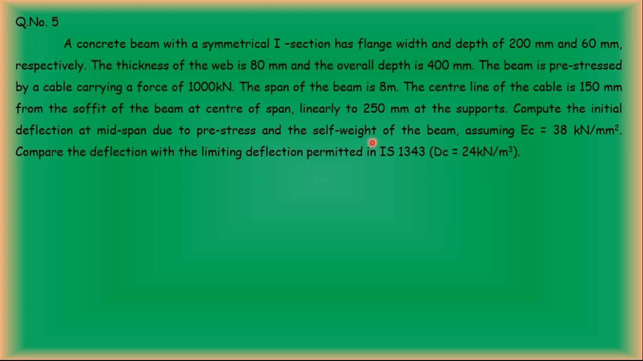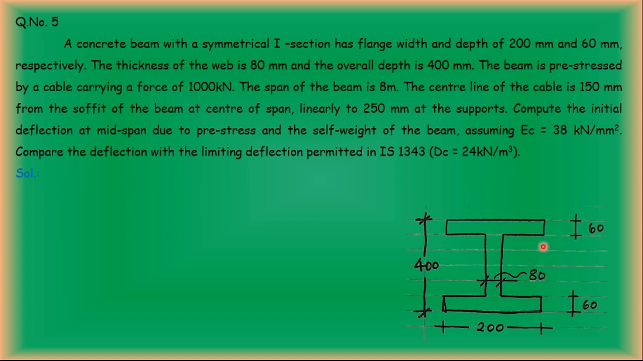So in this problem, the I section is given as a symmetrical type, wherein they have provided us the flange width, depth, thickness of web and overall depth. So let us find out the solution part. The figure will be like this. 400 is the overall depth, 200 mm is the flange width, and the depth of the flanges is 60 mm. Web thickness is 80 mm, as provided in the question.